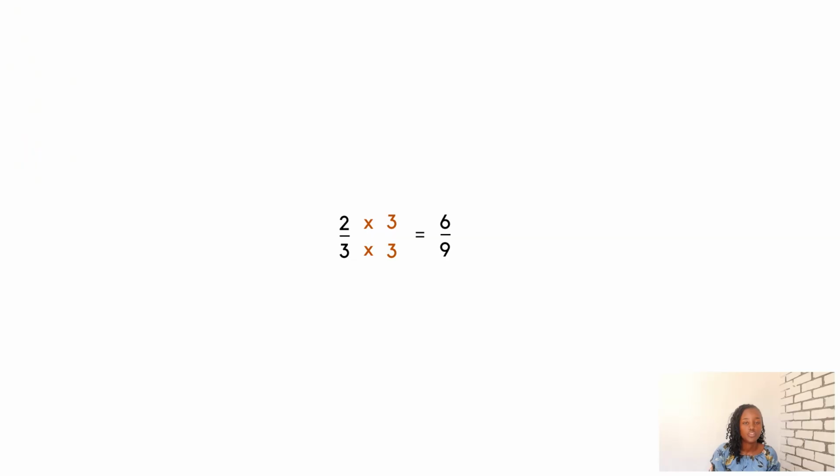To do that, you would multiply both the numerator and the denominator by the same value. So for example, let's multiply 2 out of 3, and we're going to multiply both those values by 3. So 2 multiplied by 3 is equal to 6, and 3 multiplied by 3 is equal to 9. Therefore, an equivalent fraction of 2 out of 3 is 6 out of 9. The key is to multiply both the numerator and the denominator by the same value.